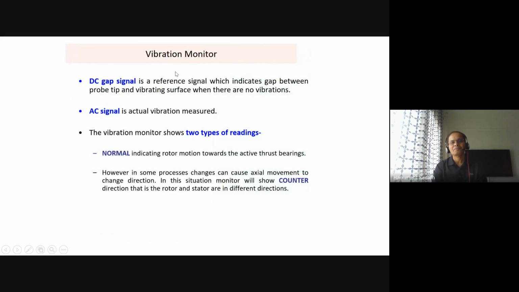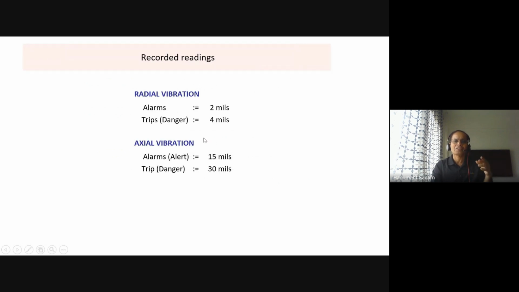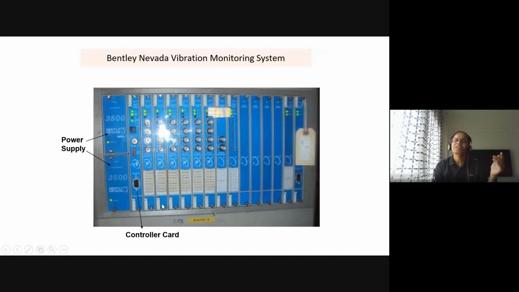So vibration monitor, it's a DC gap signal, AC signals. These are the measurements. So you will get a reading. Yesterday we have seen standard readings. Alarm is at 2 mils, trips at 4 mils for radial, and this is for axial. Axial vibration has some clearance, 15 mils and 30 mils. But radial, if you see the construction, has a smaller gap between casing and the rotor.